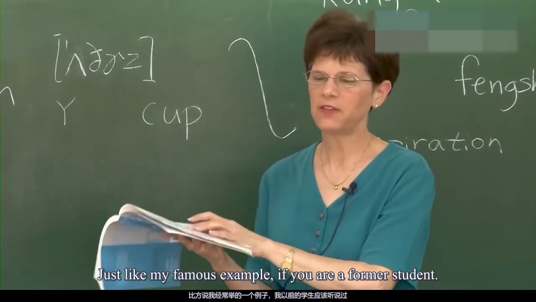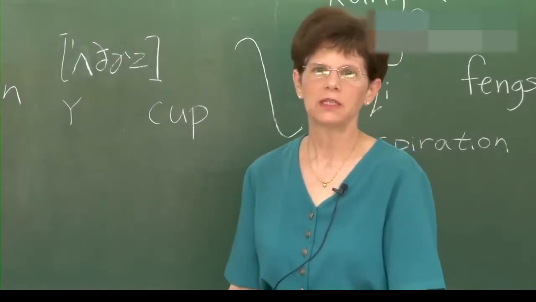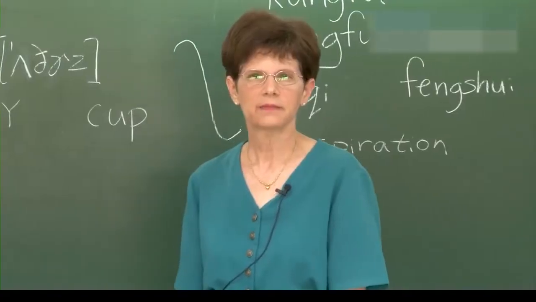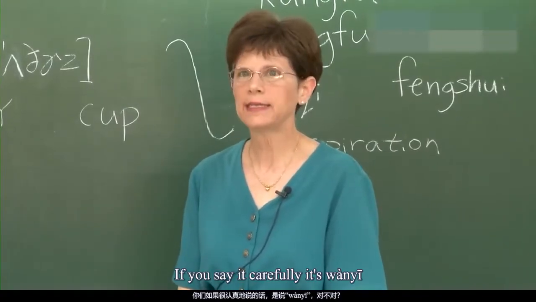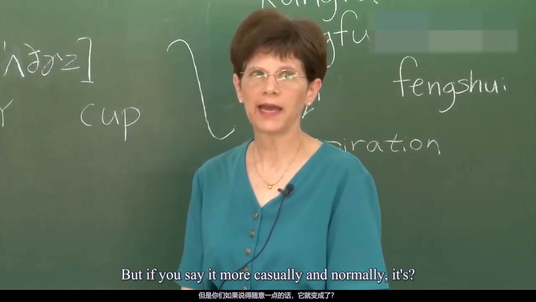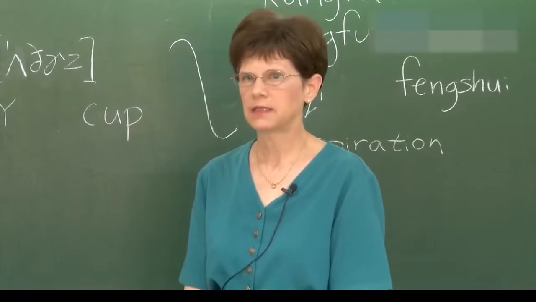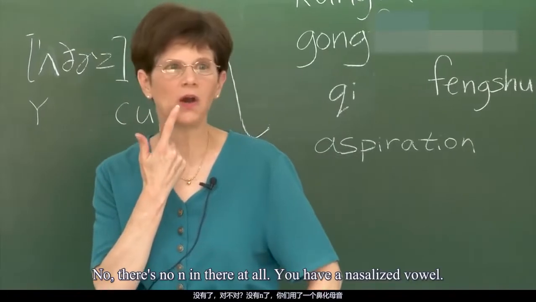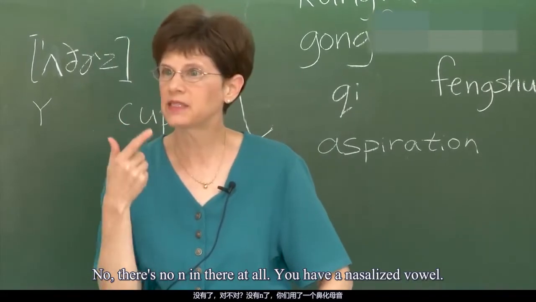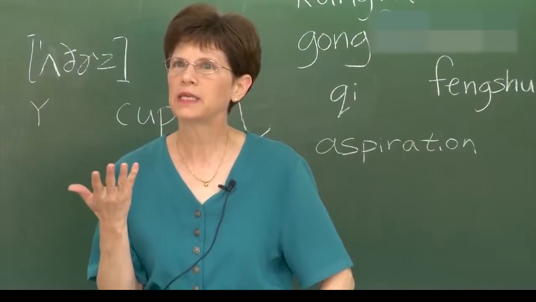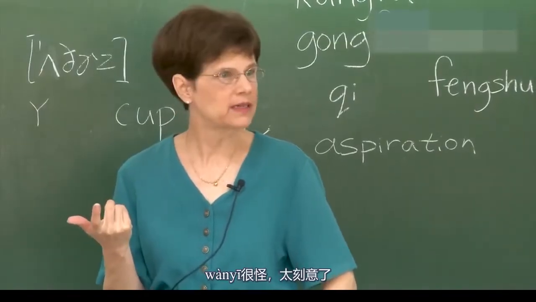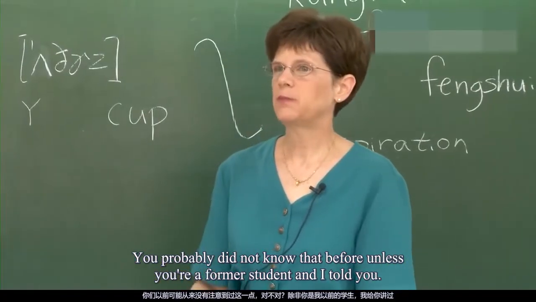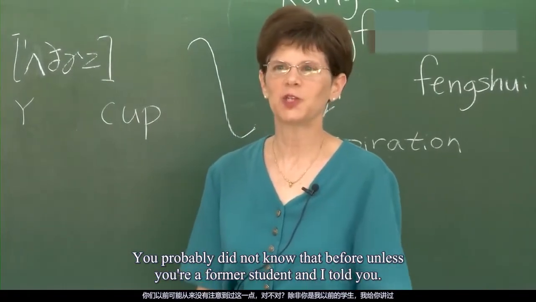Just like my famous example, if you're a former student, 一万两万的万加一二三的一, how do you say it? If you say it carefully, it's 万一. But if you say it more casually and normally, it's 万一. Do you have an alveolar N in there? No, there's no N in there at all. You have a nasalized vowel. 万一, 万一, 万一很怪，太刻意了. You probably did not know that before unless you're a former student, and I've told you.